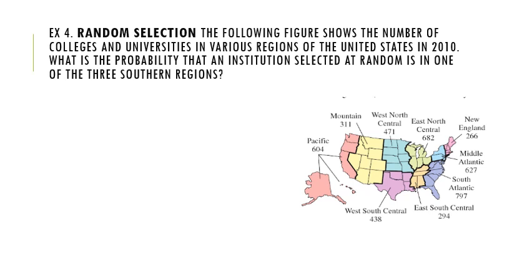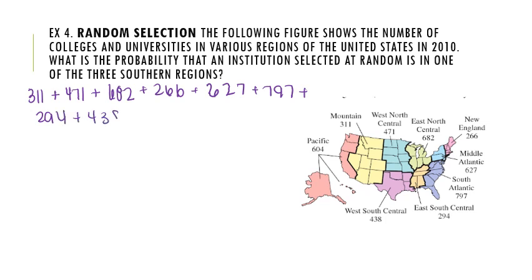So I'm just going to go ahead and add these up in my calculator. So 311 plus 471 plus 682 plus 266 plus 627, 797 plus 294, 438, and finally 604. And if I combine that into my calculator, I get 4,622. So this is my total here.